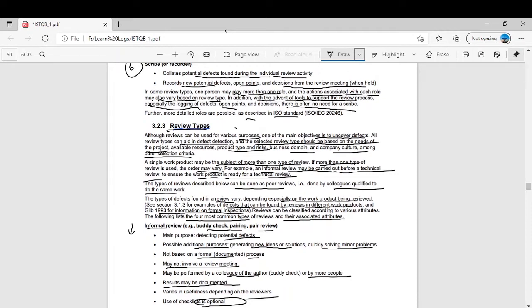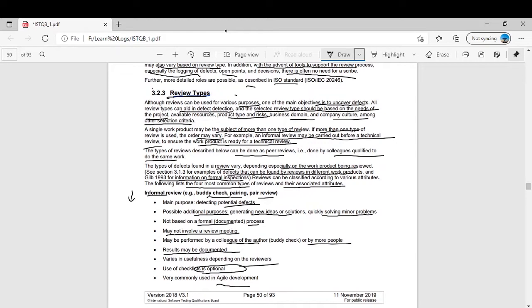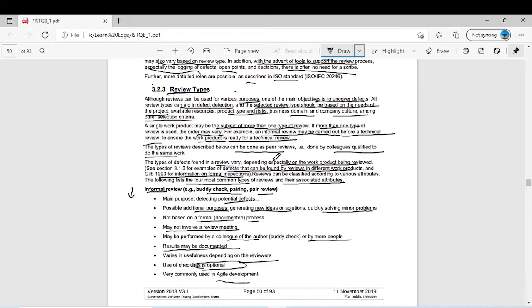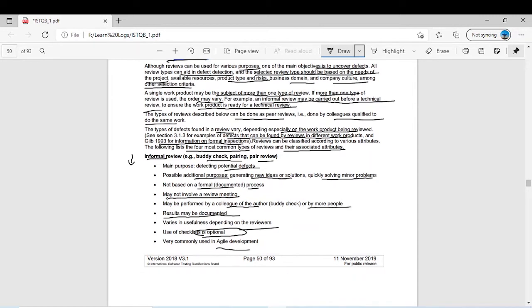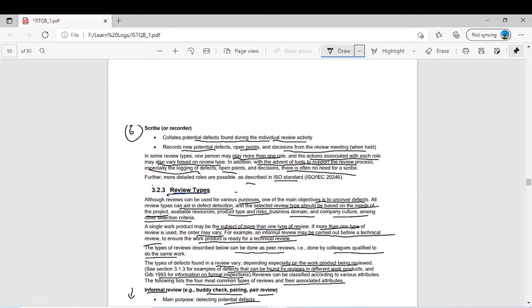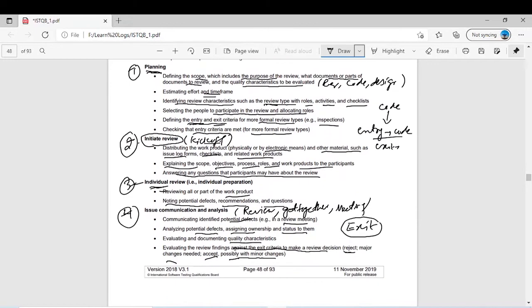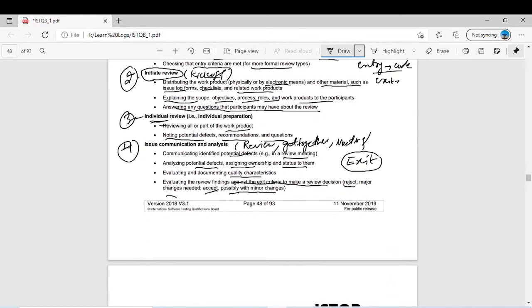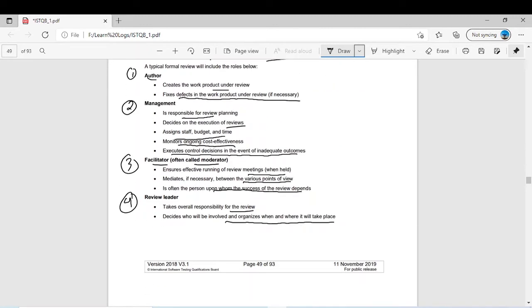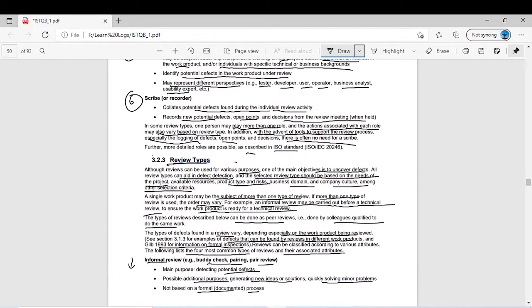So now we will discuss in detail different types of reviews, starting from the informal review. First of all, we will discuss informal review, which is also known as buddy check, pairing, peer review. Normally this type of review is, as the name suggests, totally informal. As we have studied in detail about the process of a review, first of all you plan, then you initiate, then comes individual review, then issue communication and/or meeting, then fixing and reporting. That all comes for a totally formal review.